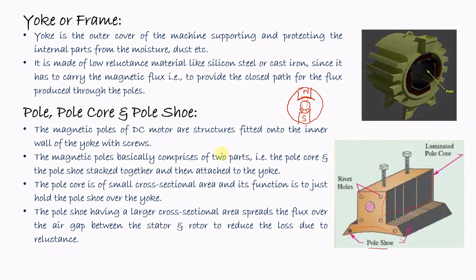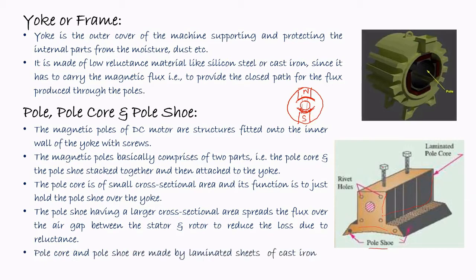The other purpose of the pole shoe is that the winding which is placed on the pole core should not come out during the operation, because during the operation there will be vibrations, and because of these vibrations the windings which are placed on the pole may come out from their position. So the pole shoe basically holds the winding as well as it makes the air gap flux uniform so that there will be no fringing effect in the machine.